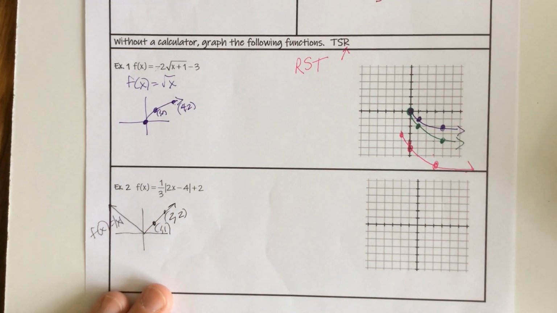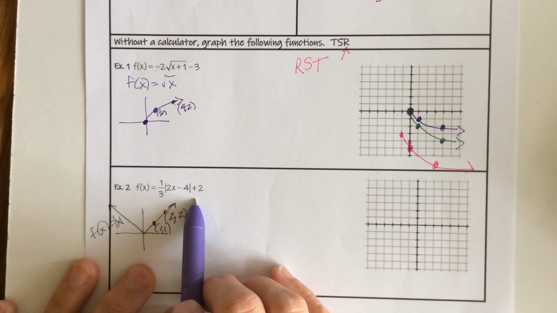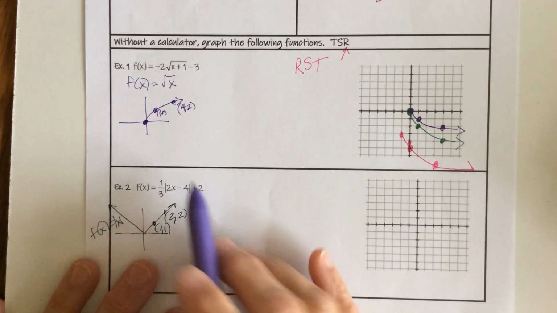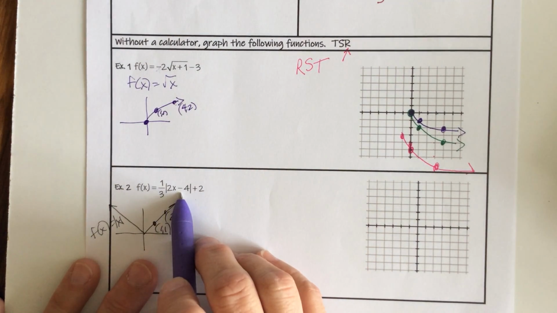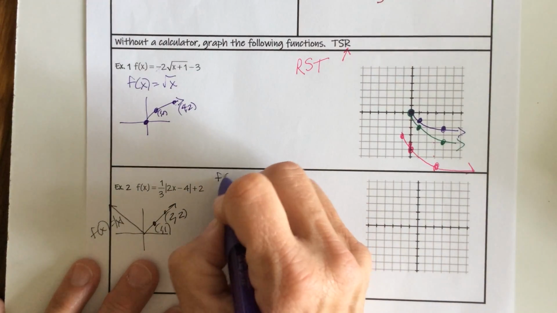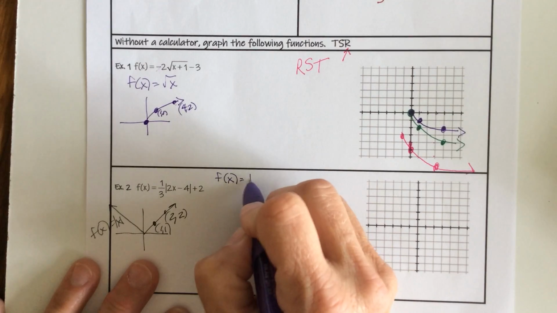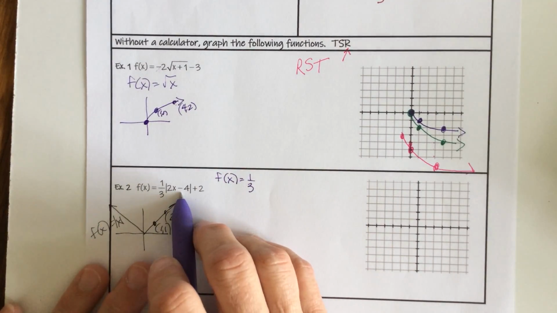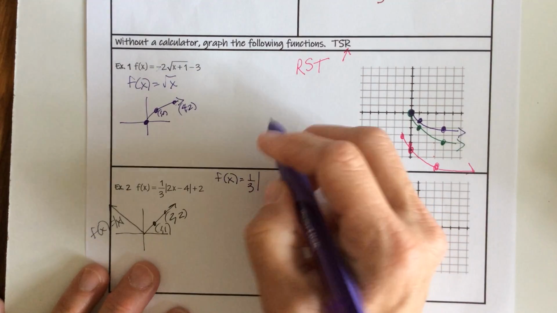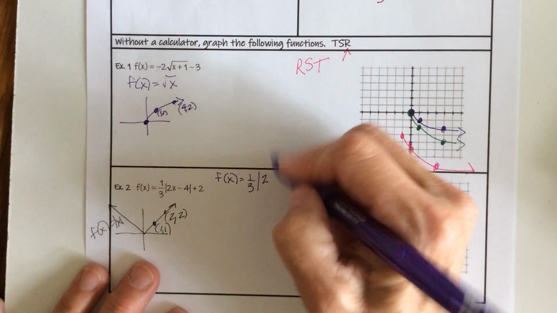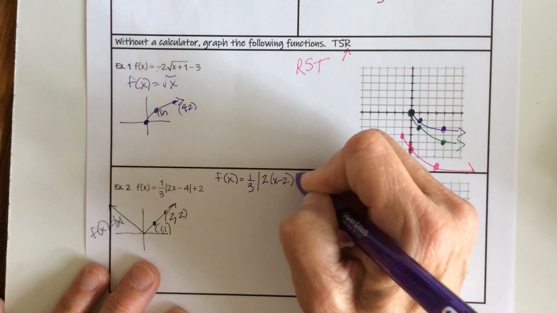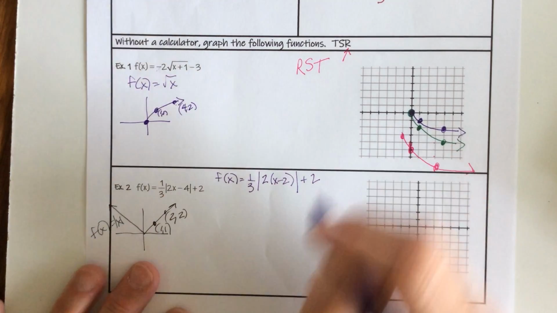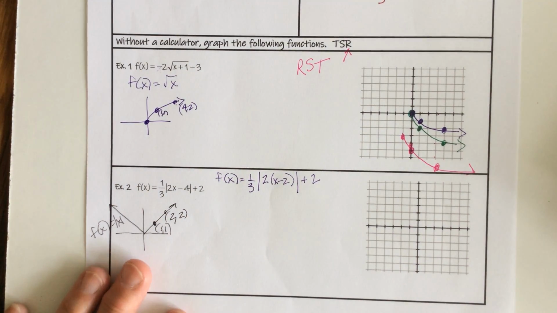Okay, but let's take a look at the equation. I think it would be better, especially when we start thinking about the translations, if we actually take a look at this equation as this. The 2x minus 4, if I were to factor out a 2, then I'm looking at 2 times x minus 2. And then I have this plus 2.